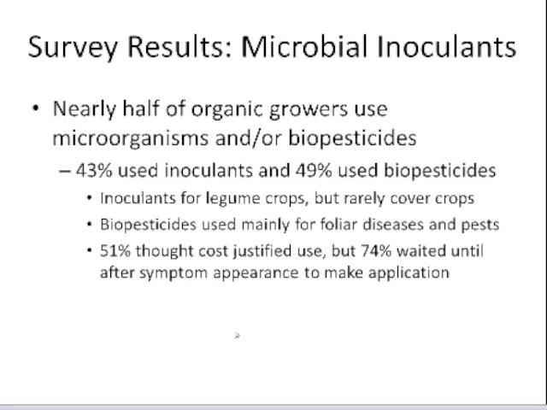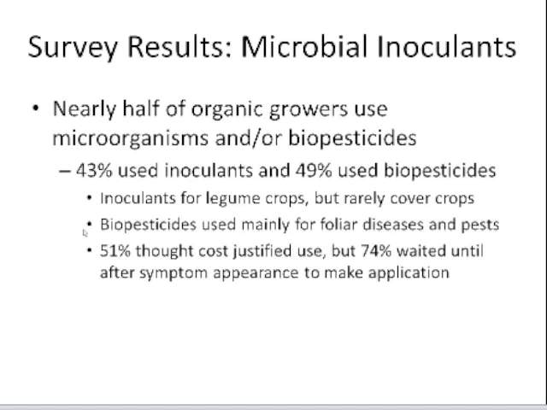With regards to microbial inoculants, nearly half of the organic growers reported that they had used microorganisms and/or biopesticides, with over 40% using each type of product. The inoculants that were chosen were generally rhizobial inoculants used for cover crops, but interestingly, very few of them noted that they used those inoculants for their cover crops. And it would seem that if they find value, and certainly there are plenty of studies that highlight that there is value in inoculating cash crop legumes with rhizobium, you would think that they would want to be using them on their cover crops, but that was not the case.